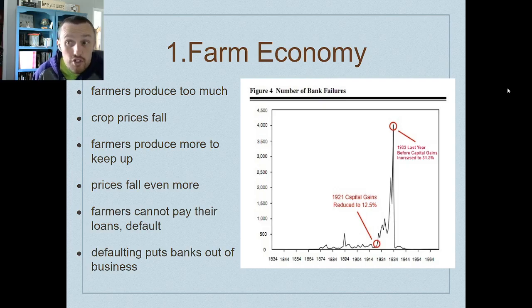But if you're interested now, you can Google what is the current price of corn. What is the current price of silver? What is the current price of soybeans? These are all regulated now by federal agencies in order to prevent these price drops.